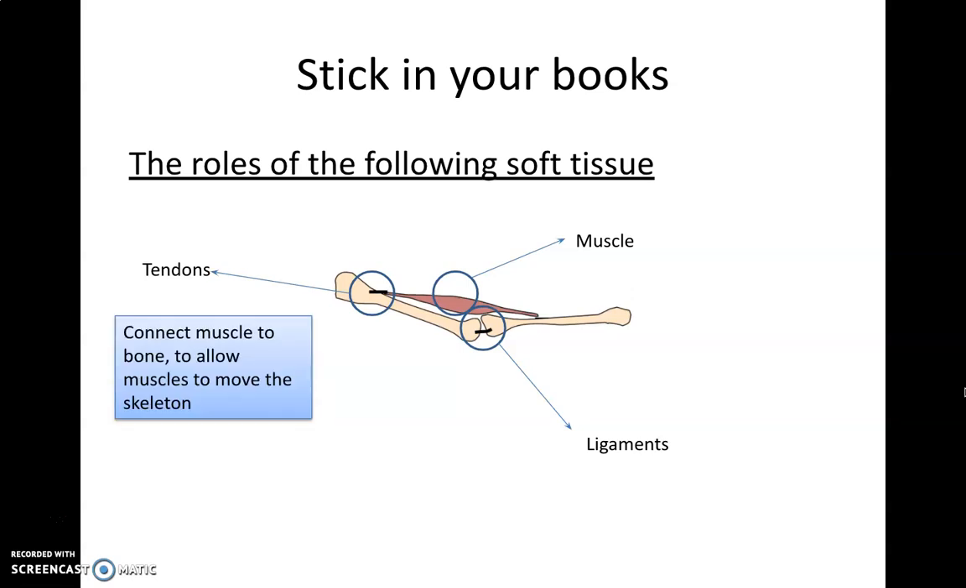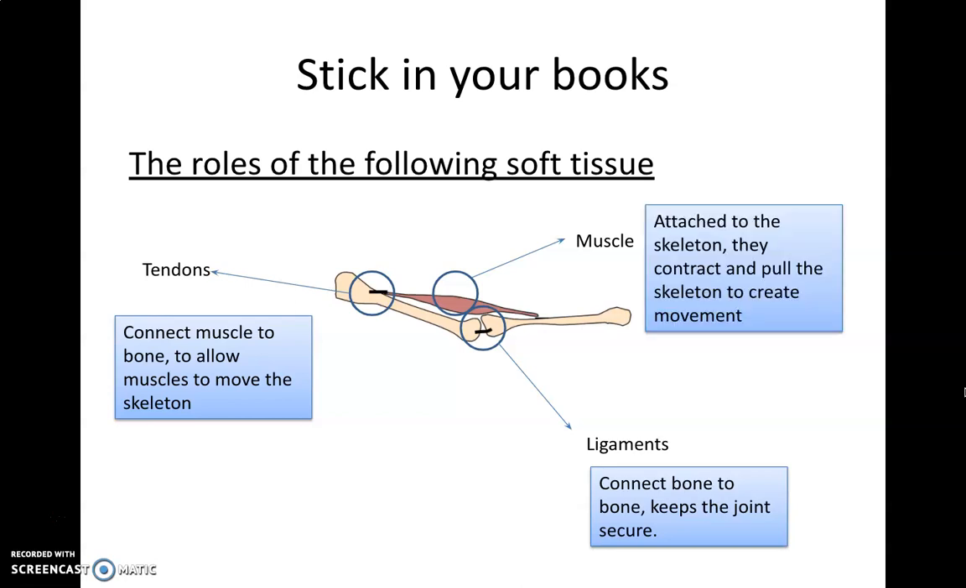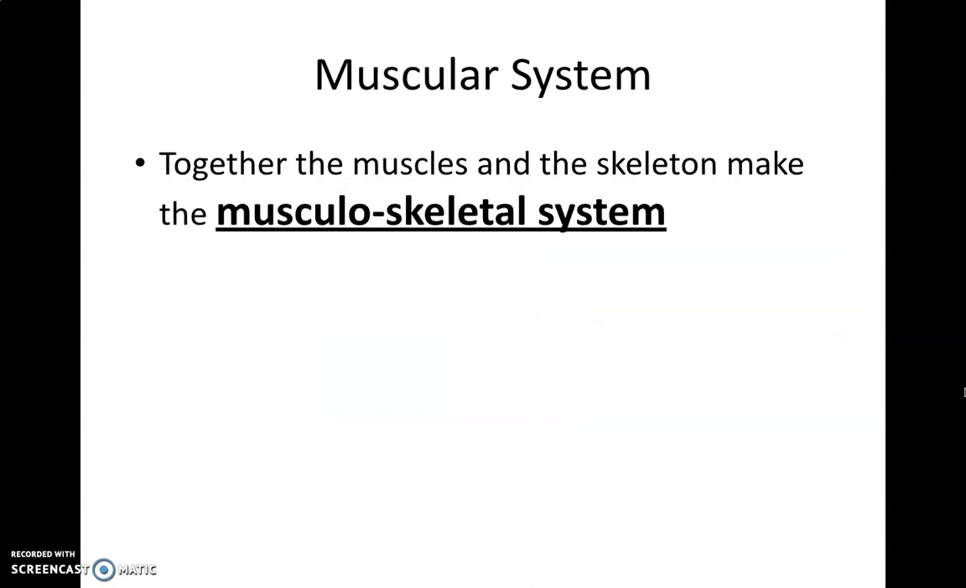So tendons connect muscle to bone to allow muscles to move the skeleton, so that's their function. And ligaments connect bone to bone, keeps the joint nice and secure. And muscles are attached to the skeleton, so when you move the muscle, it helps pull the skeleton and create movement. So muscles and the skeleton combined make the musculoskeletal system.